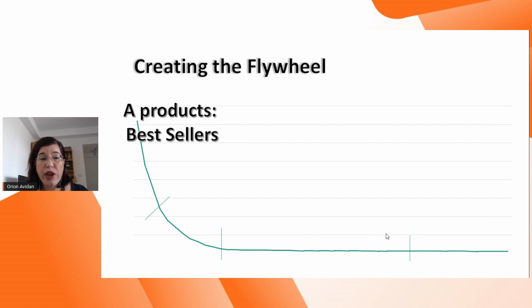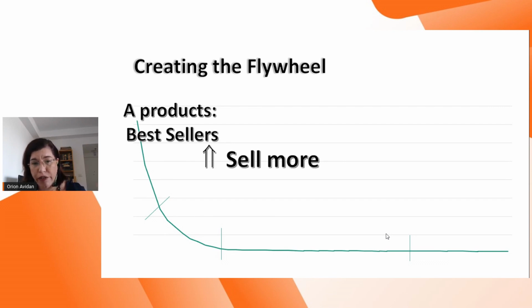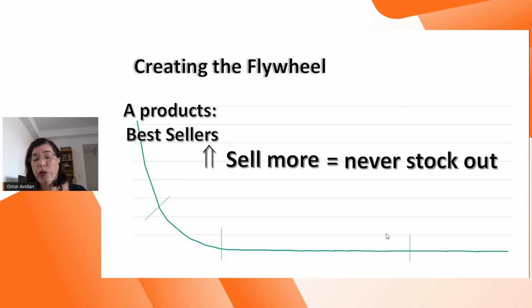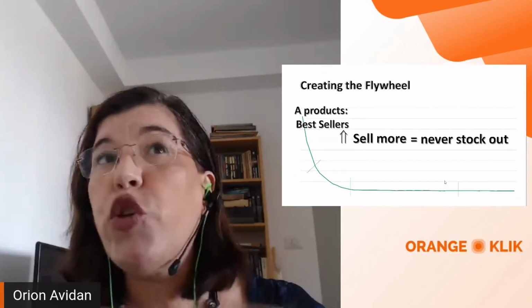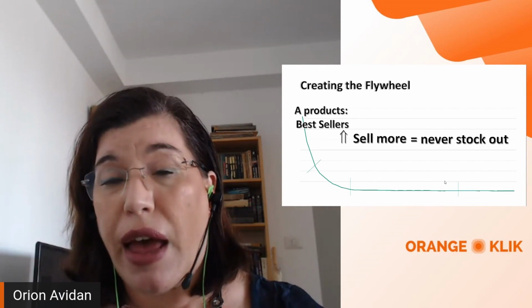And now we can create the flywheel, because we can create different ways of operation, different modes of operation for each type of product. The best sellers, we want to sell more to lift our graph up. And to do that, we mustn't stock out. Every time you stock out on a good seller, you're losing sales. Some of those will never be recuperated. You cannot get them back.